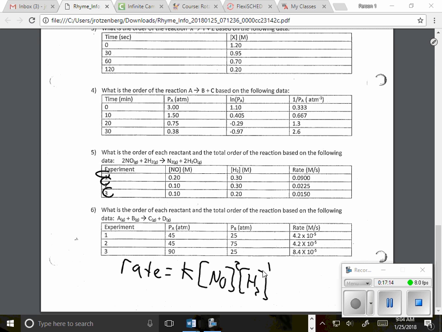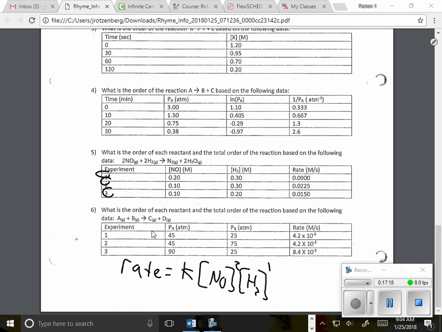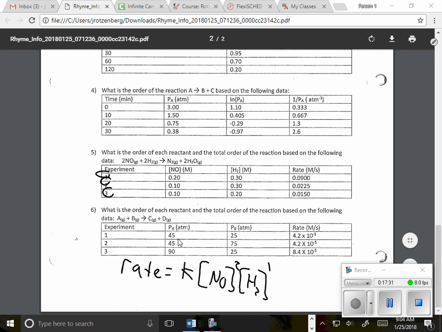What I'd like to do is have you guys try to do question number 6, where instead of concentrations, it gives you pressures. Same sort of thing. Notice in trials 1 and 2, the PA is the same, but this tripled. What did that do to the rate? In trials 1 and 3, the PB is the same. This doubled. What did it do to the rate? So why don't you take a minute to solve question 6.